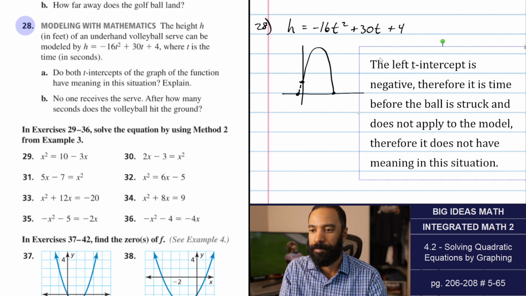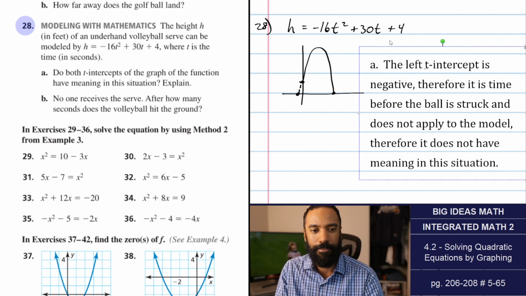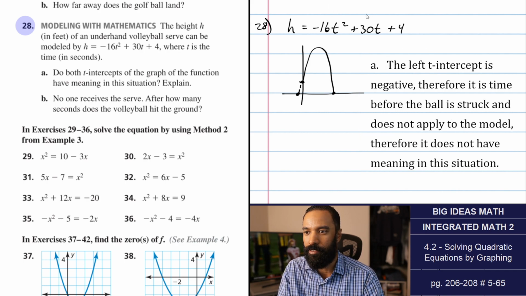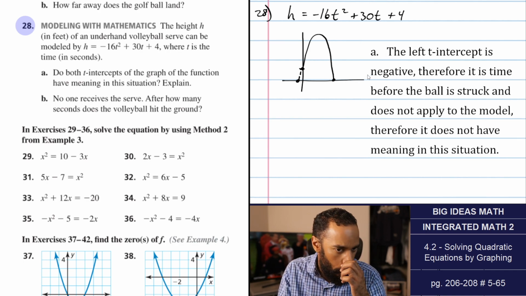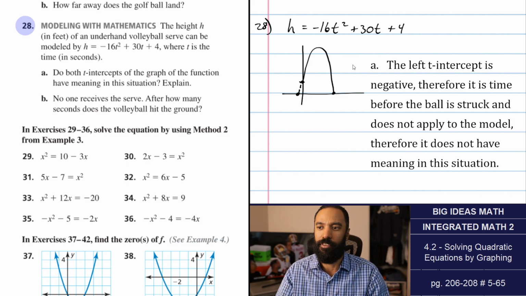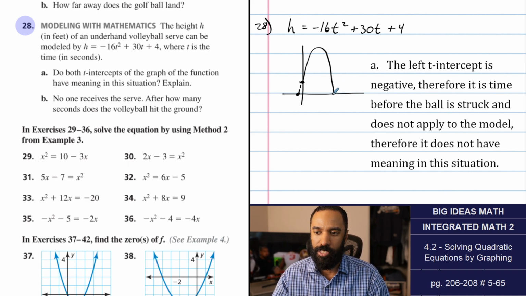So that is part A. Now, I didn't graph. They didn't actually ask us to. Eventually, they might ask us to. Part B: no one receives the serve. After how many seconds does the volleyball hit the ground? Okay, so that's this guy over here.